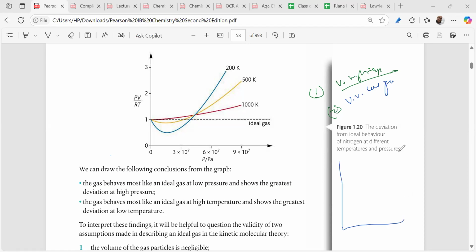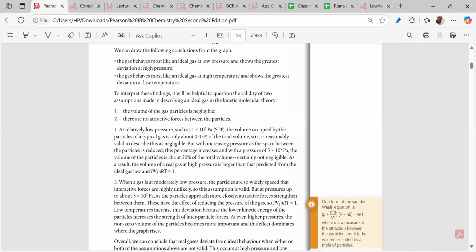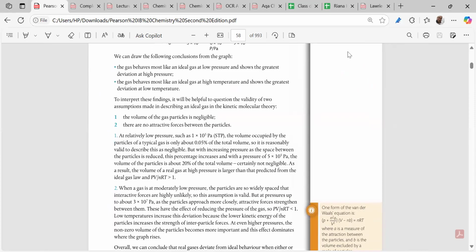The particles of the gas will be moving farthest apart, and the interparticular force of attraction is not there. The volume of the gas is more, and the volume contribution of the particles is negligible. Fine. Understood this part? Can you read out this quickly?